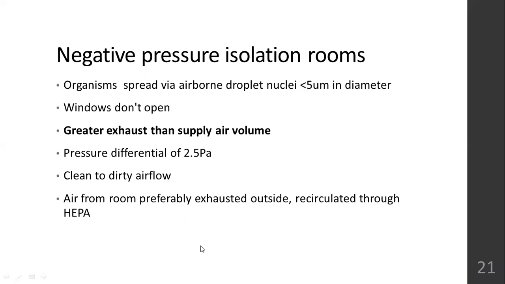But once the air is in, it gets infected because the patient here is infectious. So now you have to push the infectious air out of the room. So the exhaust system is greater than the supply of air. A pressure differential of 2.5 Pa is created in this room. Clean to dirty is the airflow. The air entering is clean, but it gets dirty inside the room, so it has to be pushed out.